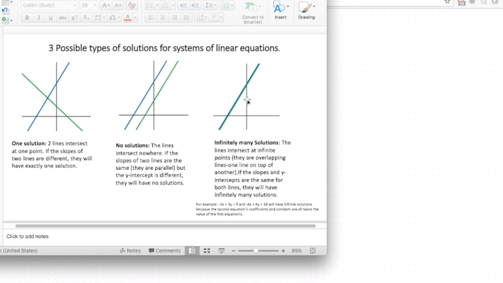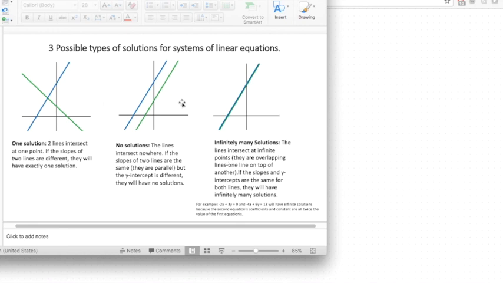And then your third case, this is a situation where the lines intersect at infinite points. They are overlapping lines, one line on top of another, right? So as you could see here, line upon line, and we say that they have infinitely many solutions because they have multiple points of intersection, right? All the lines have infinite points of intersection.